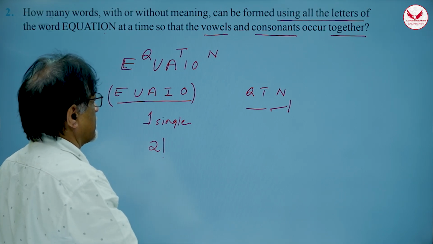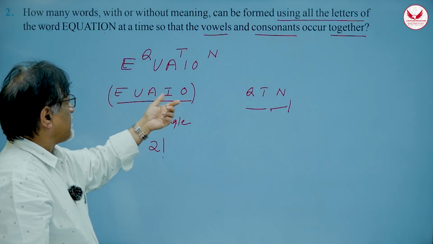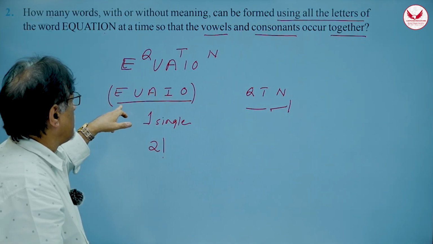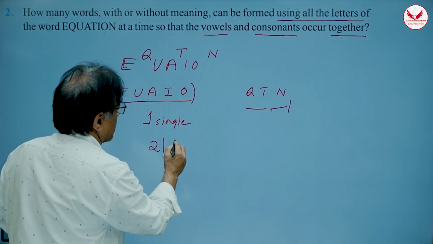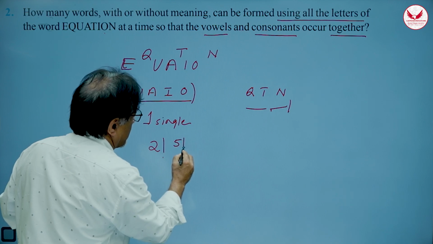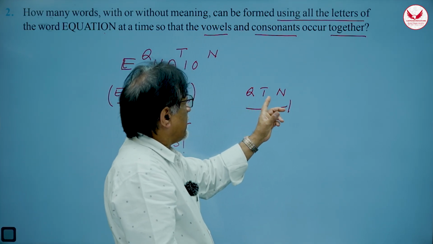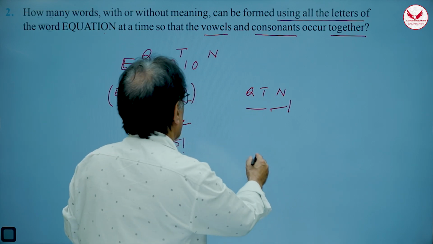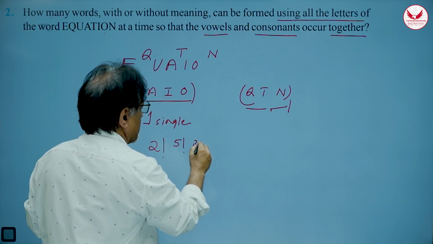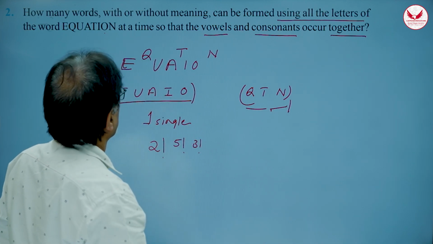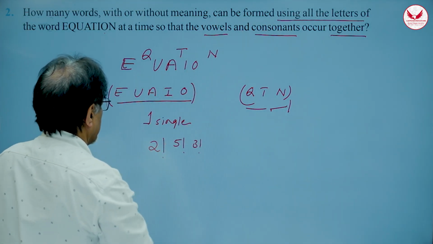2 factorial ways. But nothing stops us from rearranging the vowels amongst themselves. So how many vowels are there? 1, 2, 3, 4, 5. They can be arranged among themselves, and since there are 5 in number, that can be done in 5 factorial ways. Similarly, nothing stops us from rearranging QTN in their own way as long as they stay together. So that can be done in 3 factorial ways, correct? So therefore, the total number of words in which consonants and vowels appear together is actually this.